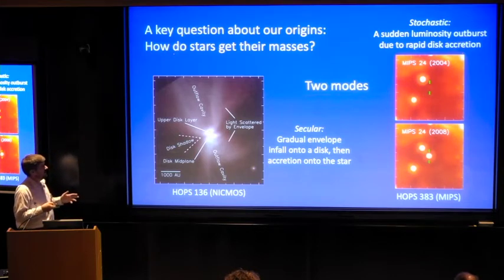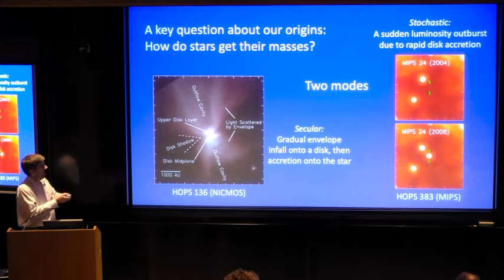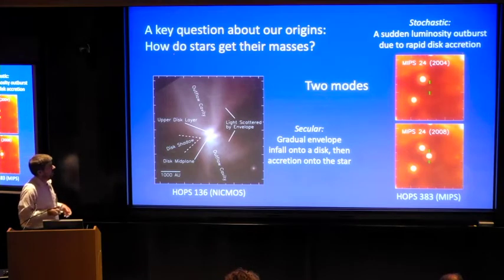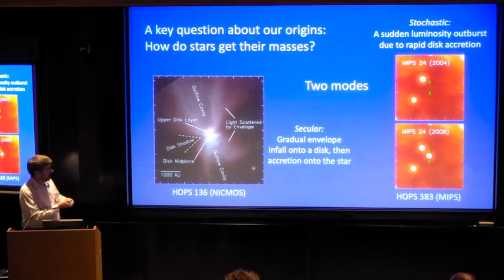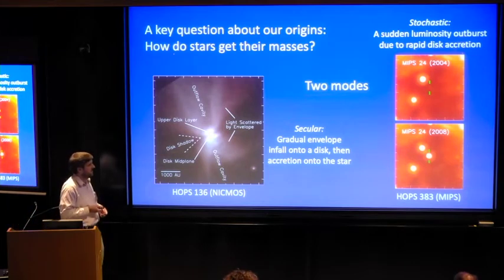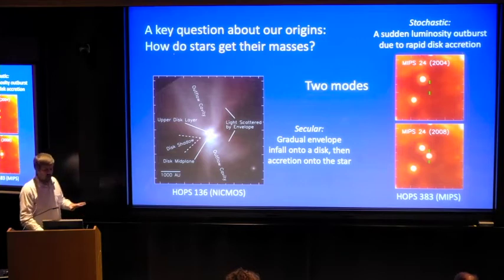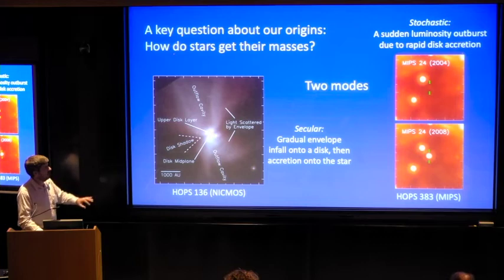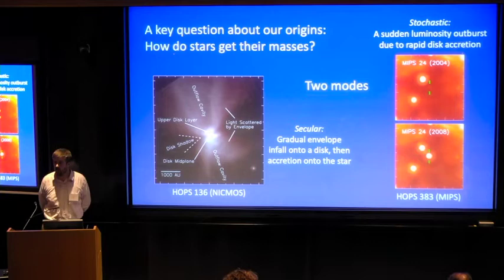The alternative to this is stochastic accretion. You've seen this particular system in Kara's slides and maybe a few other times. Here we have a protostar that was nearly invisible when imaged with Spitzer MIPS at 24 microns in 2004. Four years later, there it is. It really just winked on sometime between 2004 and 2006. So we have these two very distinct modes of accretion, where we have the sort of passive mode and then this very rapid luminosity outburst due to rapid disk accretion. These are kind of the protostellar equivalents of the FU Ori stars, if you're familiar with those.